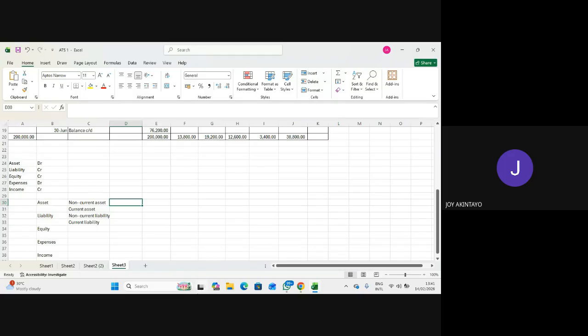For assets, like I said, on your trial balance your assets will always have a debit balance, both current and non-current assets. And I've mentioned the examples of current and non-current assets while explaining. Then also, non-current liabilities and current liabilities will always be a credit balance. Are we together?